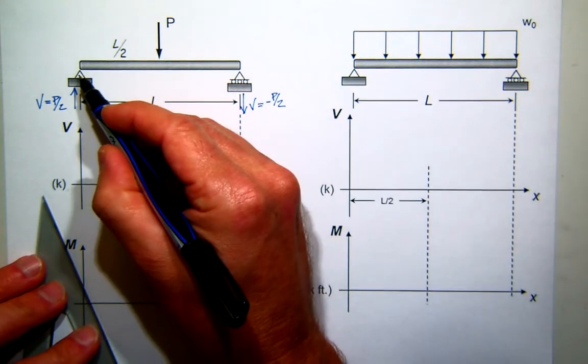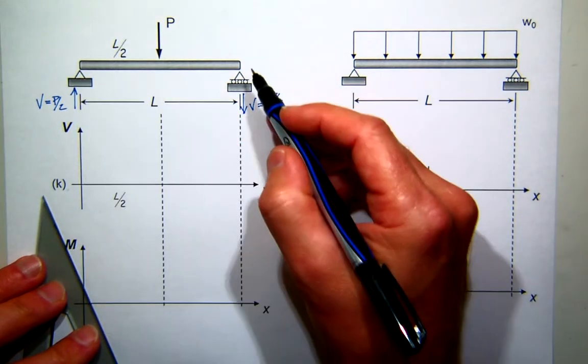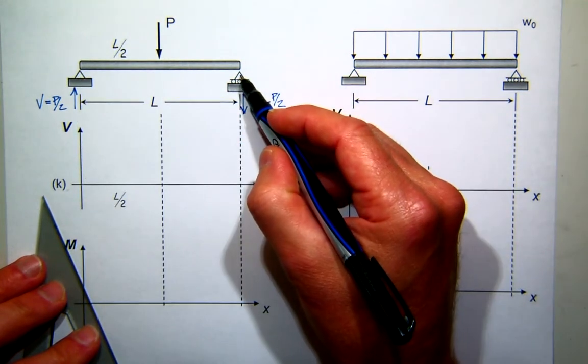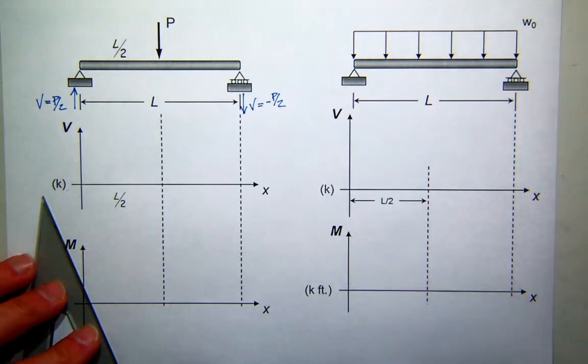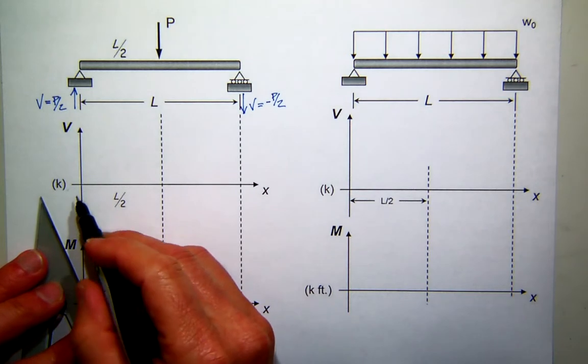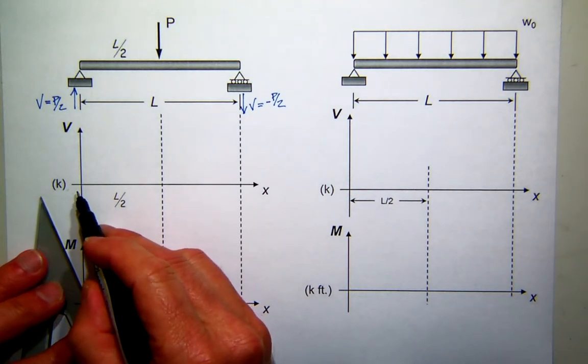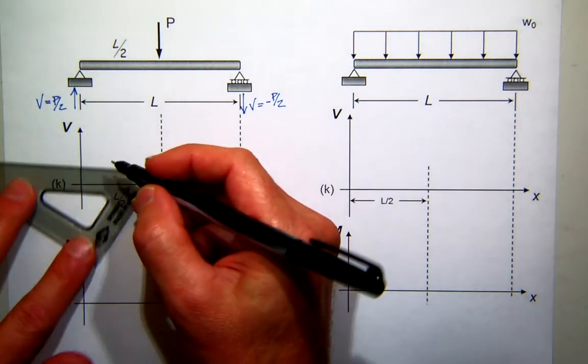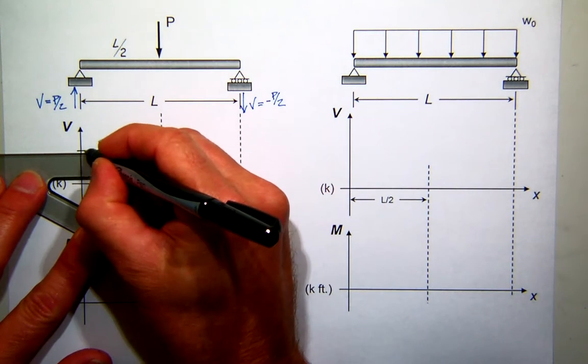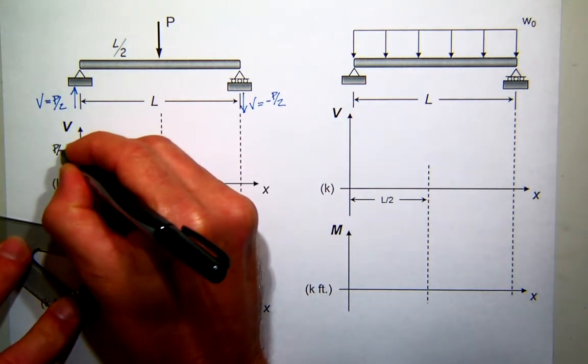What's the moment here? 0. What's the moment here? 0. So we've got some good start and stop points. So let's begin there. Again, we'll start with the shear. We'll work from left to right. Starting at the left side, what's the value of the shear? Positive, and has a value of P over 2.